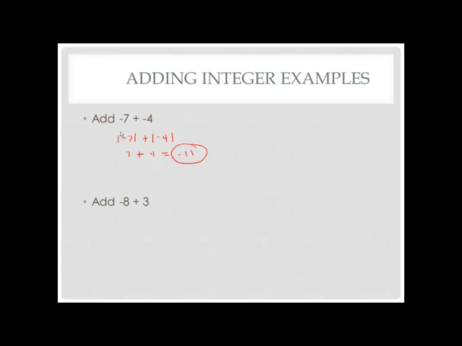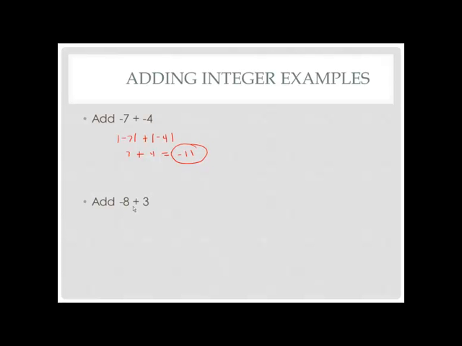It's kind of like a bank account. If you're -$7 in the hole in the bank account, and you spend $4 more out of that account, now you're $11 in the hole. Okay, so if you have the same signs, then you just add the absolute value of the numbers and we keep the sign. If we have different signs, then we find the difference of the absolute value of the integers and we take the sign of the number that had the highest absolute value.